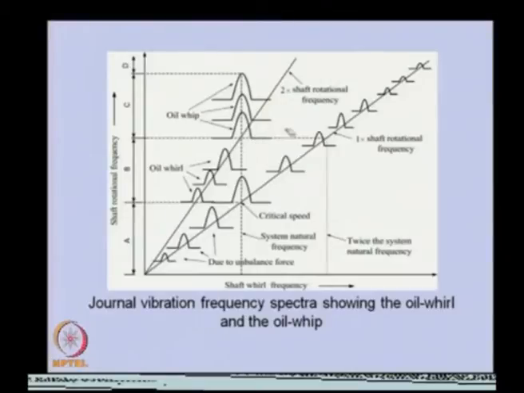And even if we increase the speed of the rotor further, the oil whip frequency gets locked to the natural frequency of the system. Here it will not follow this particular line, but it will lock to the value of the natural frequency, and this is the oil whip, which is a far more dangerous condition in which catastrophic failure of the rotor bearing system can take place. So, now these two phenomena are very clear.